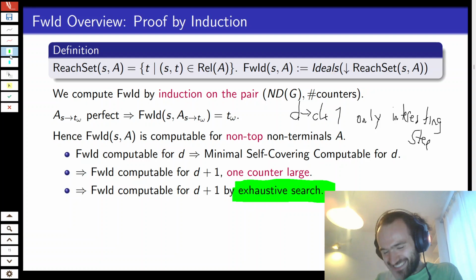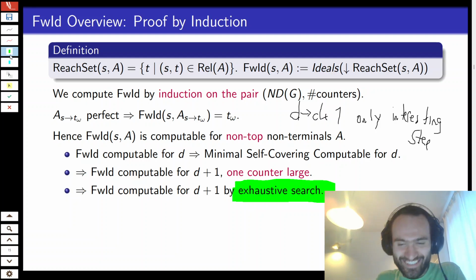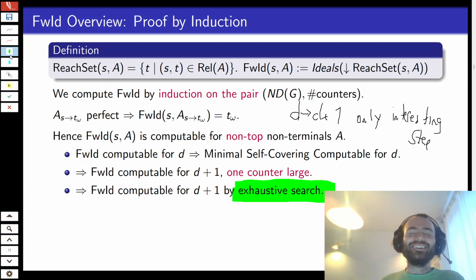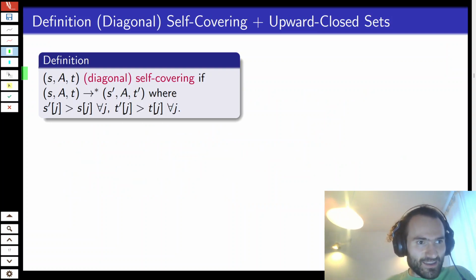It's a genius structure. At this point, the proof is way simpler than the original. But okay, I hope you have at this point understood how we're going to do it. So now let's dive into part 1. If forward ideal is computable for D counters, why can we compute a set of minimal self-covering configurations? Okay, so let's start with self-covering configurations.